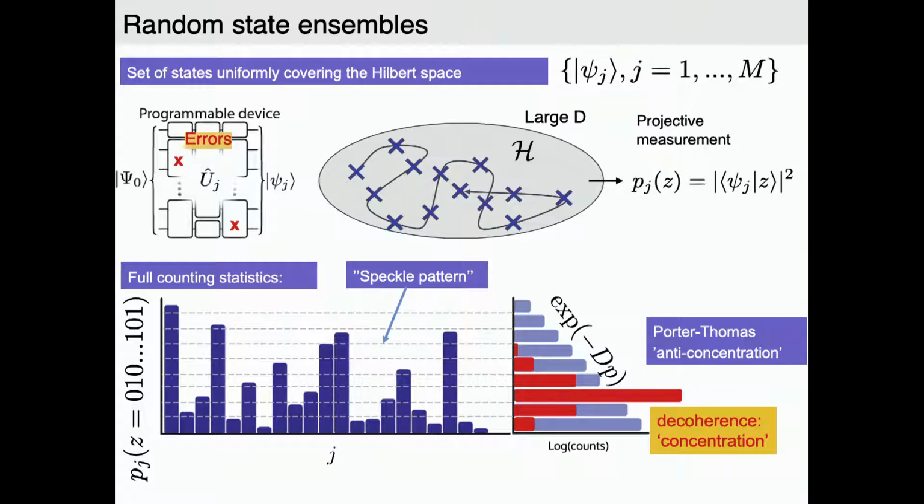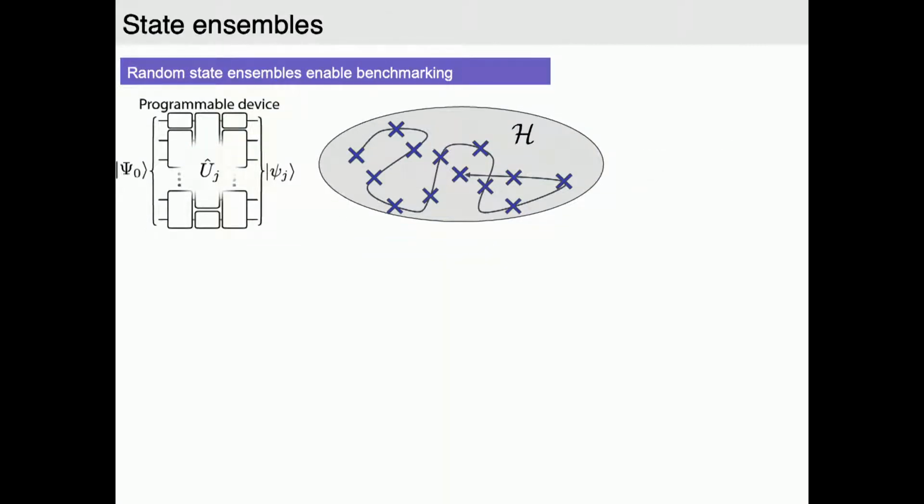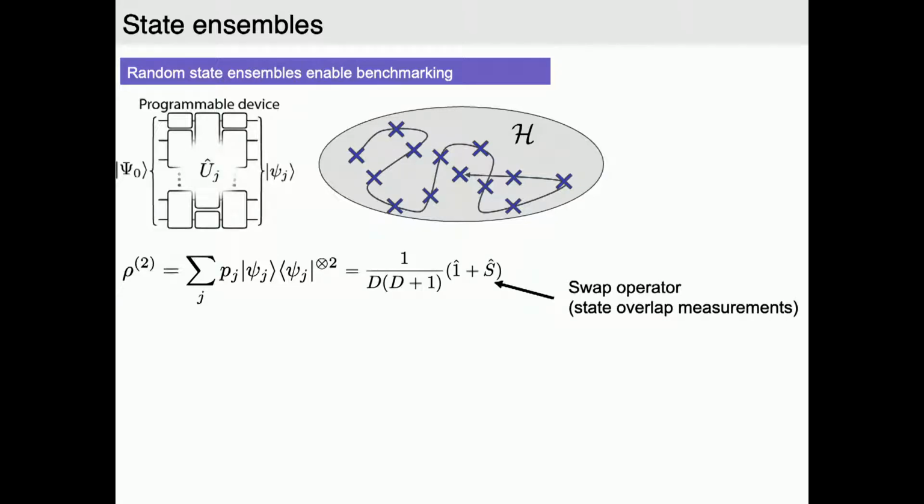And if you have an error, you can correlate these speckle patterns in a specific way and figure out if you had an error or not. That's the fundamental thing for these benchmarking ideas. More formally, if you want to benchmark, you can look at the second moment in this double Hilbert space, and it turns out there's a swap operator in there.